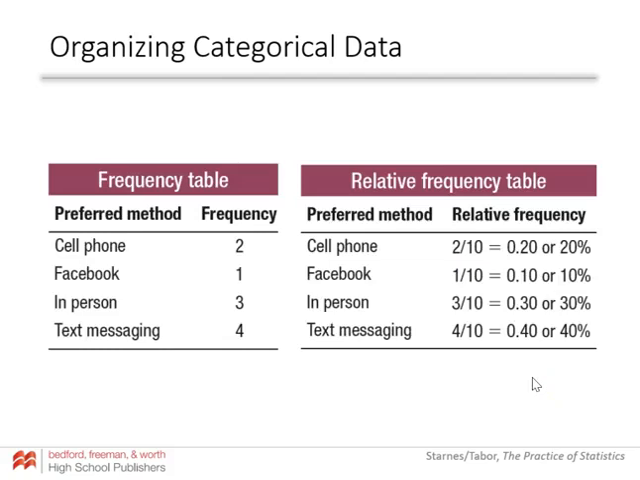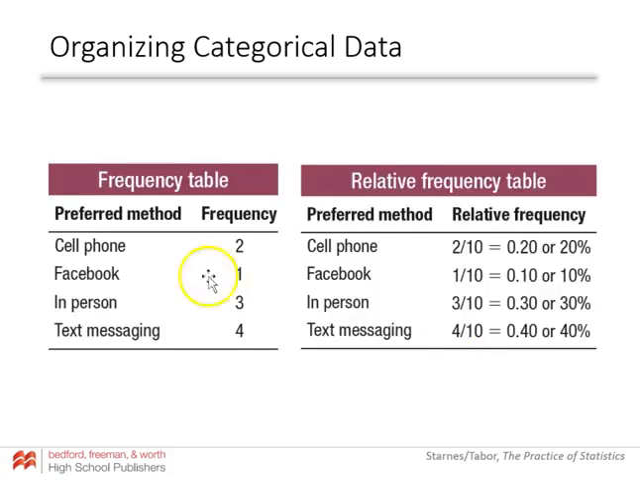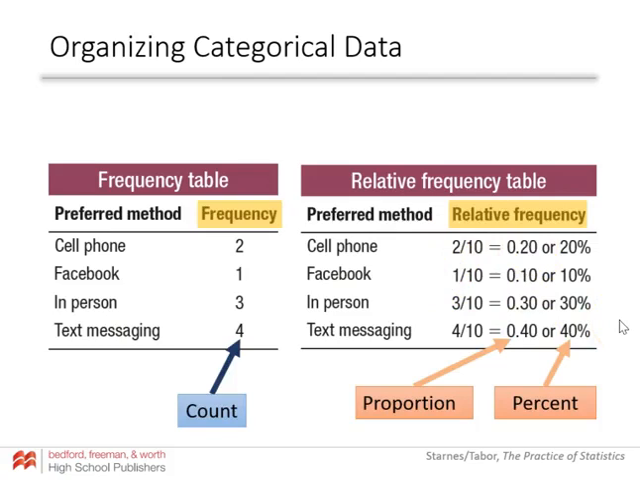Okay, so we can do something called a frequency table, and that's just where we put a count of however many people chose the same answer. So this one, they did what's your preferred method of communication, and 2 people chose cell phone, 1 Facebook, 3 in person, 4 text. The other thing we can do is called a relative frequency table, and that's just where we turn everything into a percent. Sometimes they read as a decimal, sometimes as a percent. It just matters if the question asks you for a proportion or a percent, so just pay attention to that.